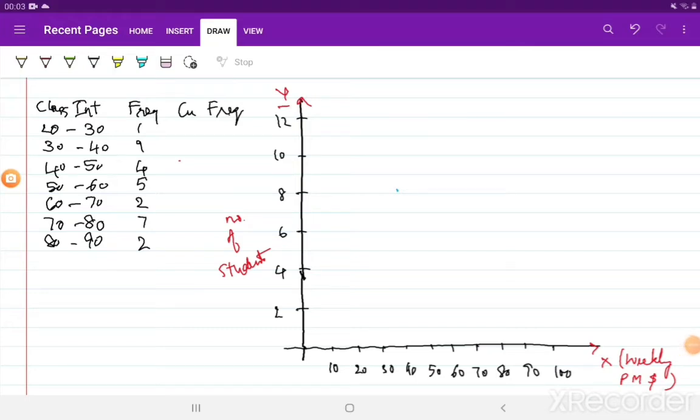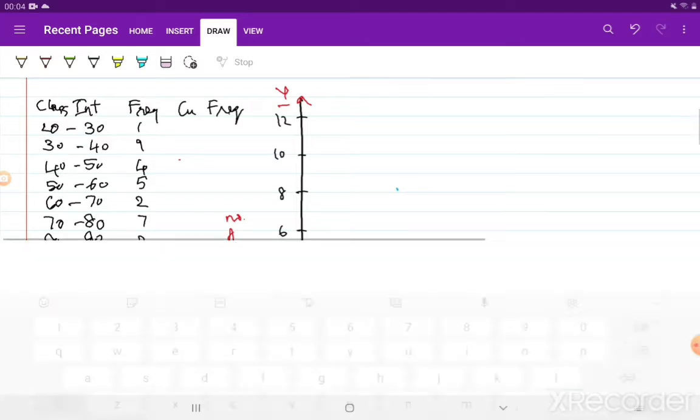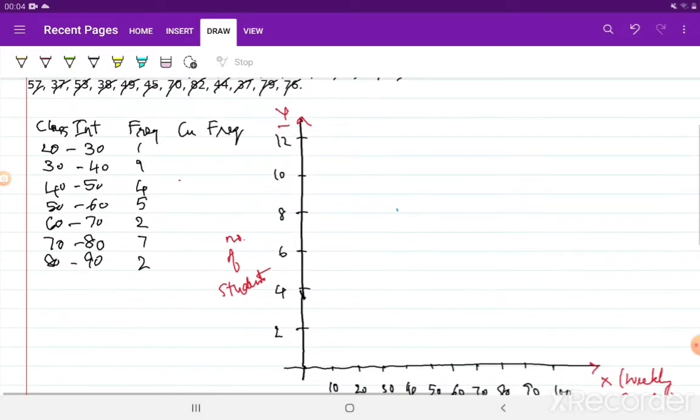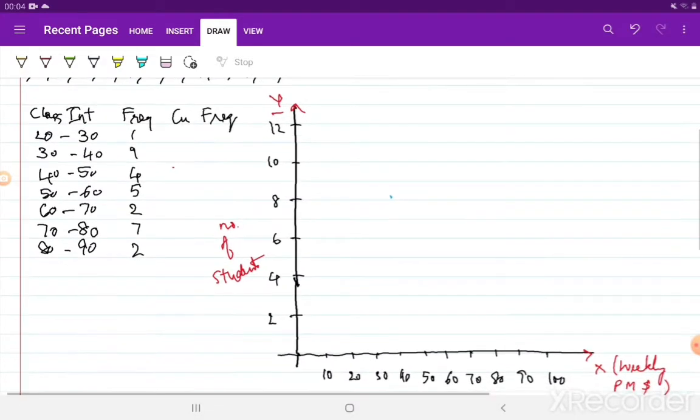We'll just have a quick look at how to construct ogives or cumulative frequency curves. When we have to answer questions like how many people get pocket money less than $30 or how many students get pocket money more than $80, we use something called cumulative frequency. That is adding up of frequencies.